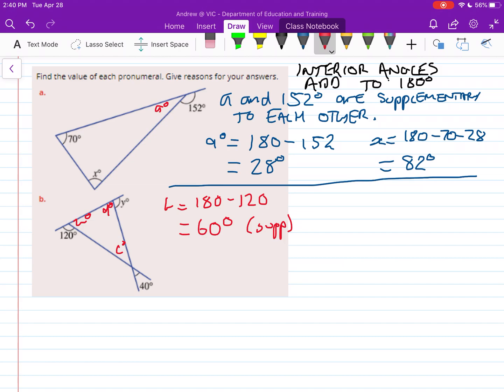Now our next one is a bit harder to see what you can work out, because D is supplementary to Y, so to figure out Y, we need to figure out D, but we can't really figure that out yet. This gives us a hint: we probably need to find what's at the top of this triangle. These lines continue out, and it's worth realizing that these angles, C and 40 degrees, are vertically opposite.